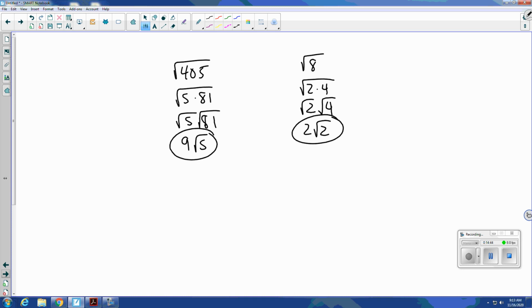So there are 2 methods that you can use to simplify radicals. I will let you choose which one you prefer. I will say that most people prefer that first option of prime factorization. If you are unfamiliar with the perfect squares, I would suggest you go that route.